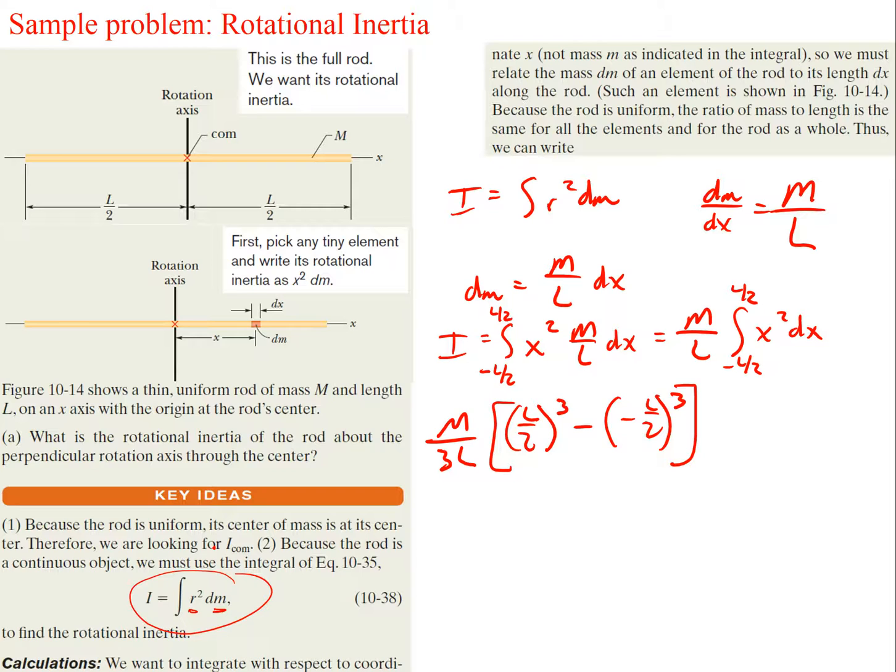All right, so now I can just simplify this and solve for the answer. When I do that, I get m over 3L. This is going to be L cubed over 8 plus L cubed over 8, which of course is 2L cubed over 8 or 1/4 L cubed. Go ahead and pull the 1/4 out, and what we are left with is mL squared, because there's one L down here, so we're going to get rid of one of the L's. We end up with mL squared over 12. Okay, and that's the moment of inertia of a thin rod.